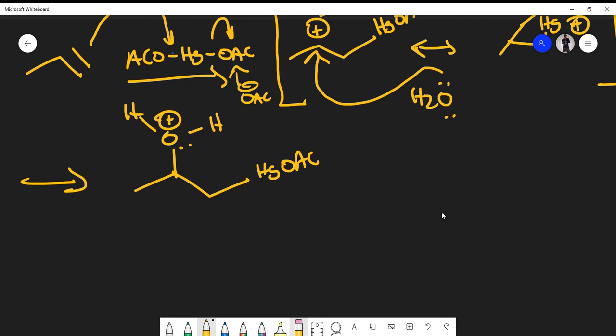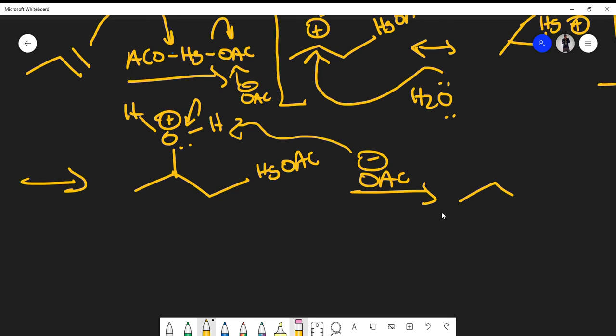In the next step of the reaction, the negatively charged acetate comes in and acts as a base, takes the hydrogen, and forms lone pairs on the oxygen. So essentially, this is the product that we get. We have the OH group now, but we still have our mercury acetate on the less substituted carbon.